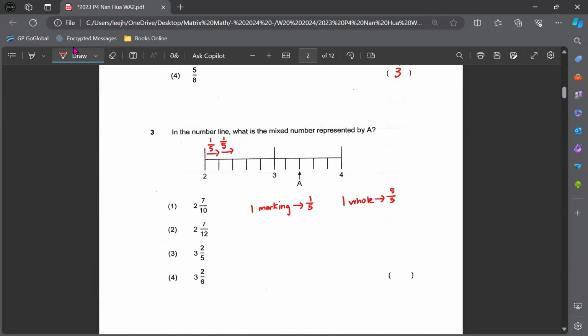So over here will be 3 wholes. So over here is how many fifths? This total is 2/5. So that means 3 wholes plus 2/5 equals to 3 wholes 2 over 5. So answer is also option 3 as well. Okay. So going to question number 4.